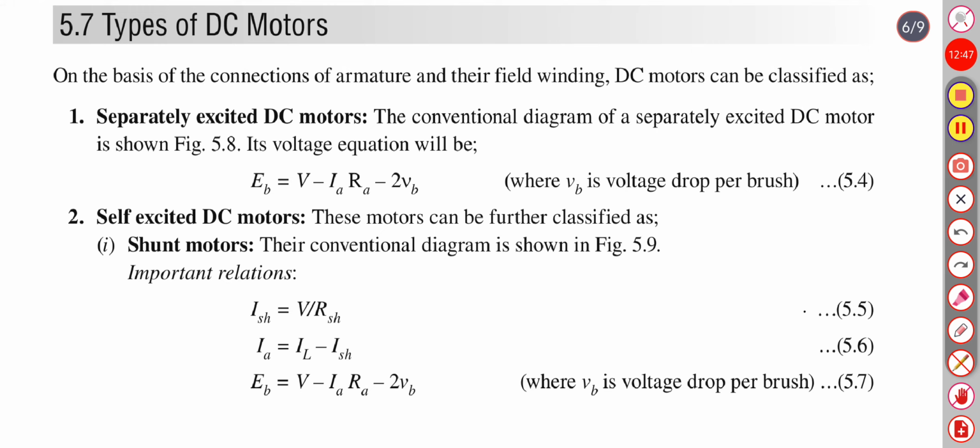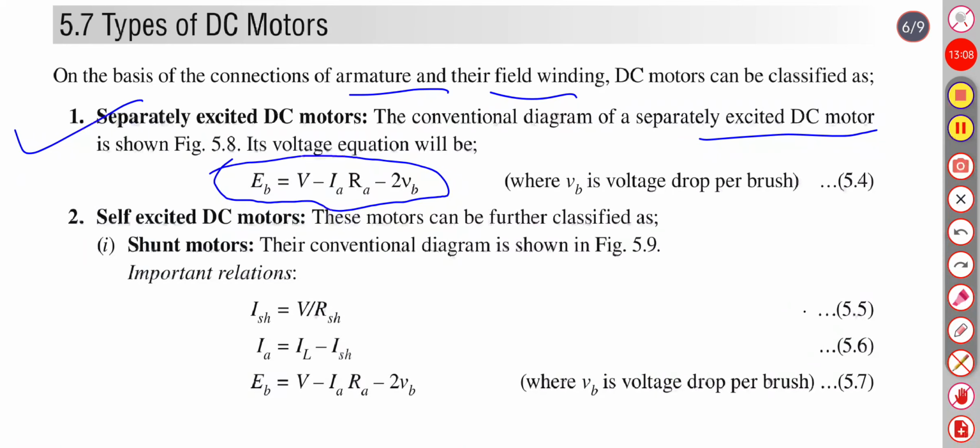Types of DC motors. On the basis of the connections of armature and field winding, DC motors can be classified. First, separately excited DC motors. The diagram is shown for the DC motor. We will see the back EMF produced, which is given by V minus Ia Ra, the armature drop, and this is the carbon brush voltage drop.